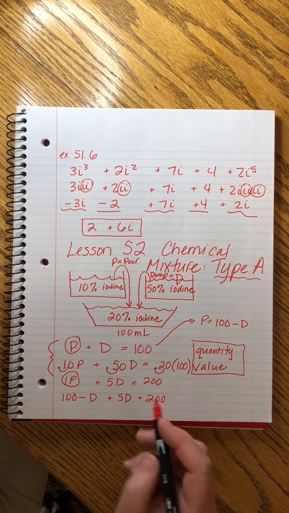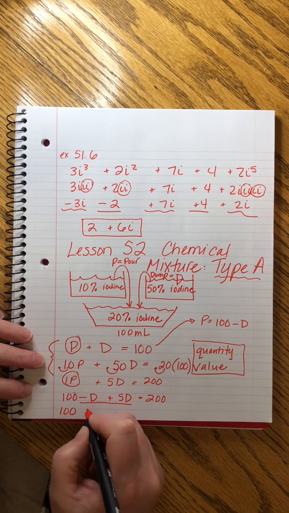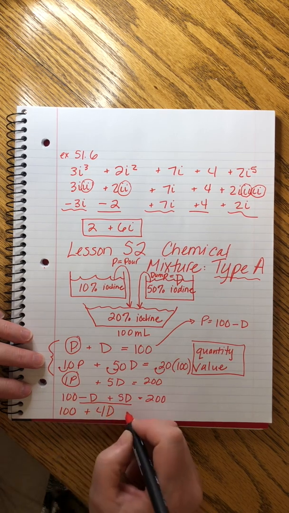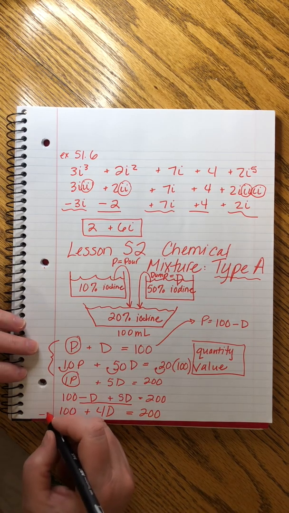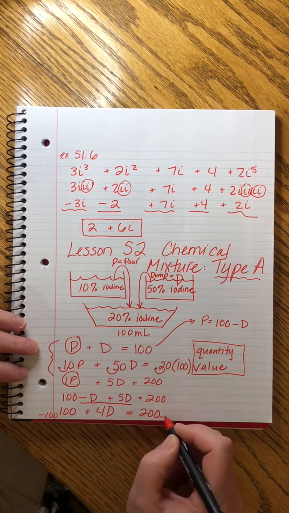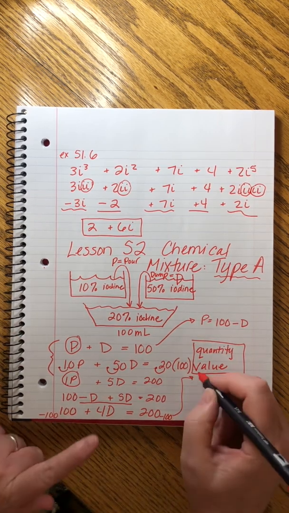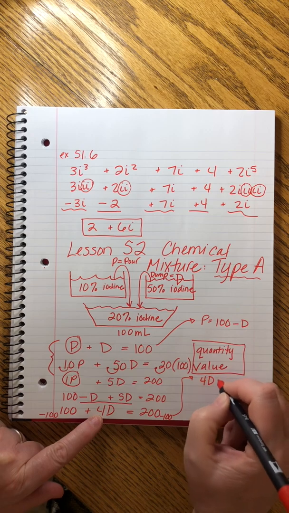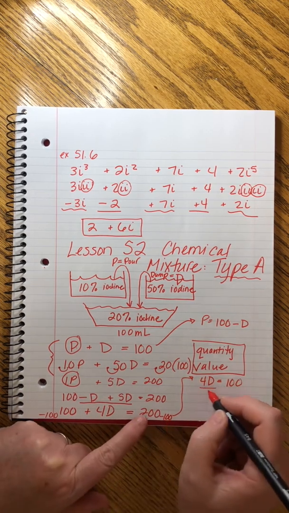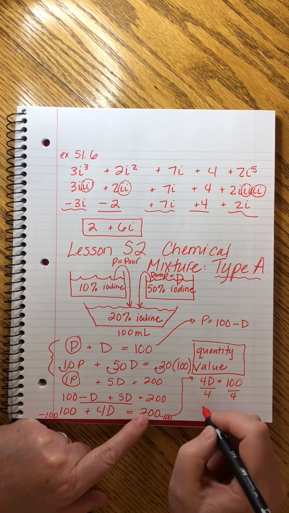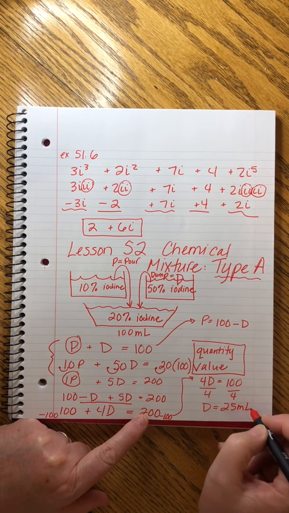All right, now I have 100 plus 4D equals 200. I'm going to subtract 100 from both sides. I'm running out of room, so I'm going to get creative. That will take me over here, and I will have 4D equals 100, right? And then I'll divide both sides by 4. So the amount that I dump in will be 25 milliliters.